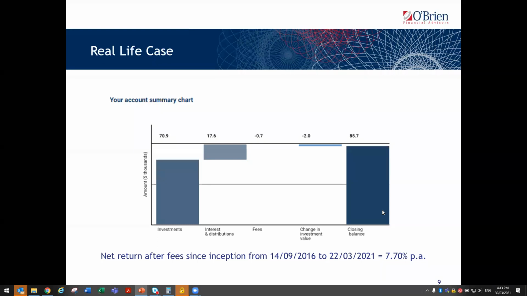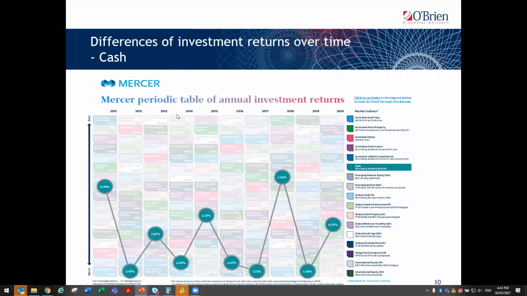What we're going to do now is look at the historical returns over three different asset classes, that being cash, Australian equities, and international equities. From the slide that I provided, you can see this is the cash return over the last 10 years. You can see that in 2011 there was around a 5% interest rate for cash, compared to where we're now at, 0.37%.